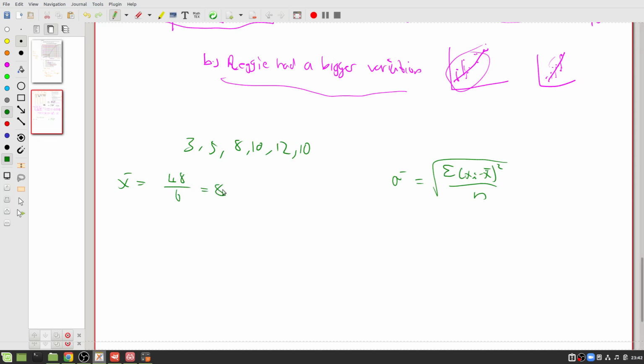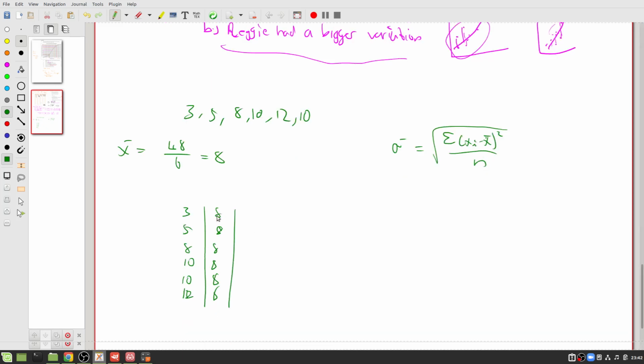So that's our mean. Now we want to write down all the values in our columns: 3, 5, 8, 10, 10, and 12. And it doesn't matter which order you do them, obviously. And now the average is just 8 for each one. Obviously the average remains the average. Then we want to find the difference between them. So the difference here is 5. And again, it doesn't matter if you put 5 or negative 5. 5 minus 8, negative 3. 0, 2, 2, and 4, right?